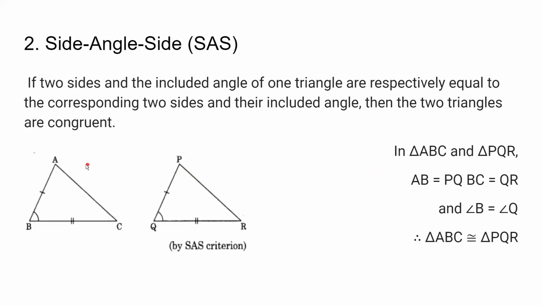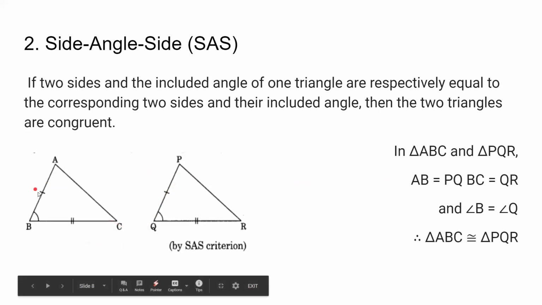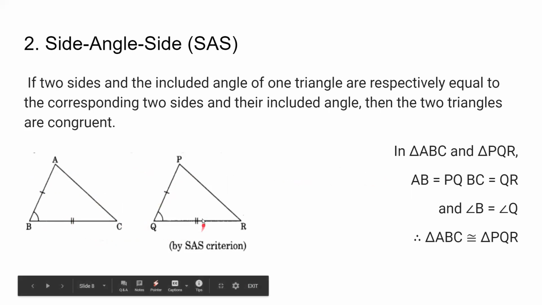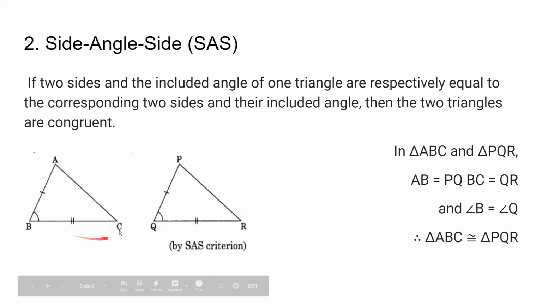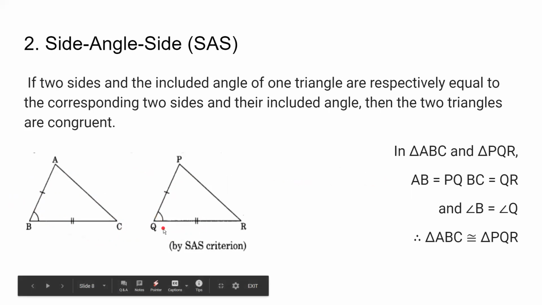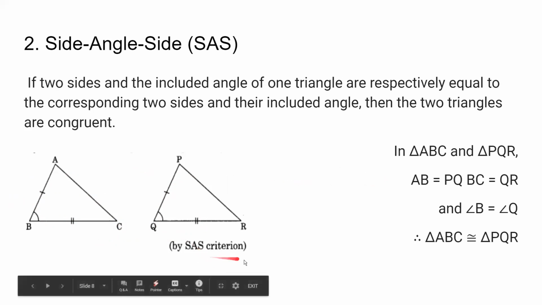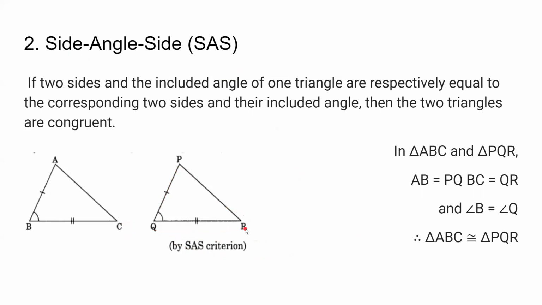Now here line segment AB is congruent to line segment PQ. How can you understand that? Because here is one line, two lines, and here is an angle symbol. So we can understand by these three components of one triangle with the other triangle that they are congruent by the SAS criterion, that is side, angle, side criterion. Therefore, we can say that triangle ABC is congruent to triangle PQR by the SAS criterion.